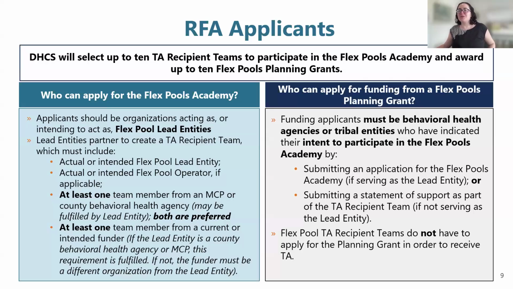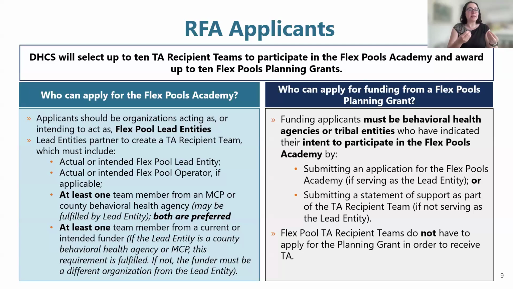All right, so this is a little more on who's who. You're thinking about applying. Do you meet the criteria, right? DHCS is going to select up to 10 teams for the Flexibles Academy, and likely, so up to 10 Flexibles planning grants. There'll be a lot of overlap there, we imagine. The blue on the left is who can apply for the Academy. And again, there's more detail on this in the RFA. The darker color on the right is who can apply for the grant. So let's start with the Academy first. That's where you should start.